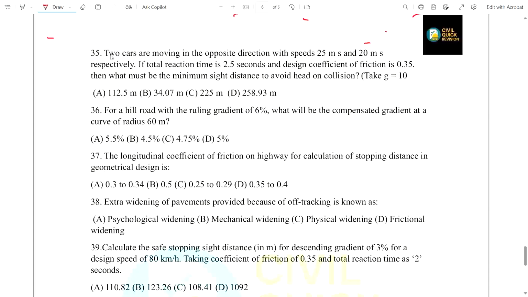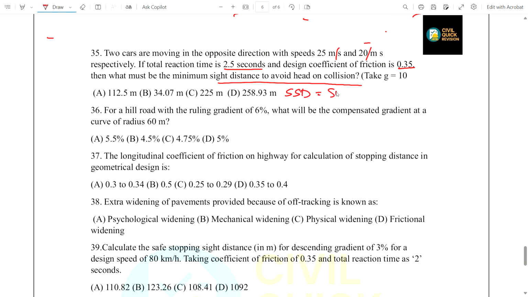Now come to 35. Two cars are moving in the opposite direction with a speed of 25 meter per second and 20 meter per second respectively. If total reaction time is 2.5 second and coefficient of friction is 0.35, then what must be the minimum sight distance to avoid head-on collision? Two cars are moving in opposite direction, so we have to calculate two SSDs.